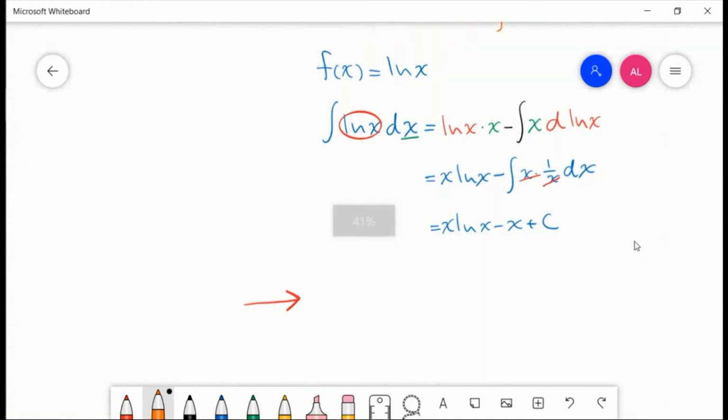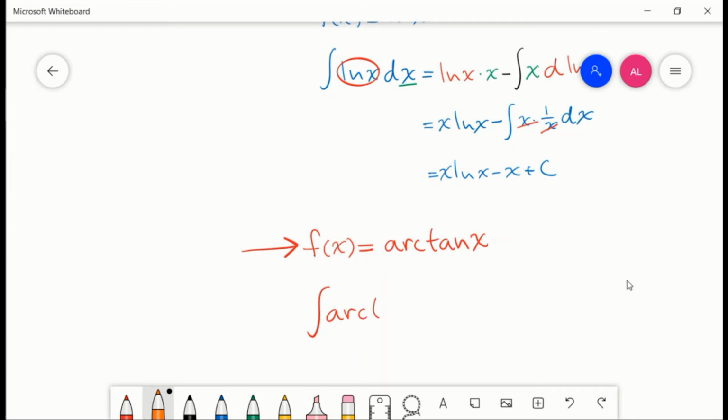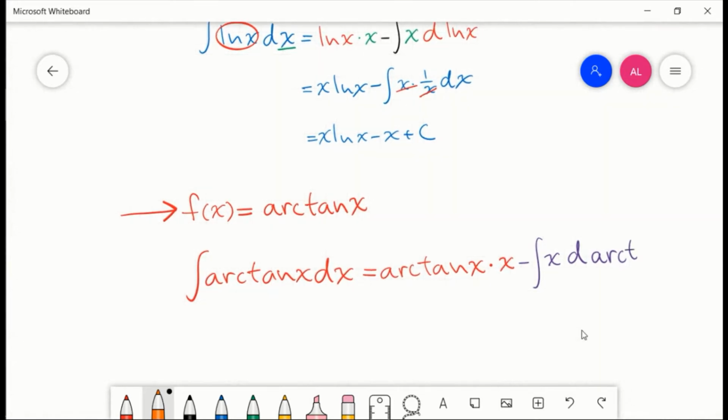So now, using this as inspiration, we will look at the case where f of x equals arctangent of x. That's our goal integral. So the integral of the arctangent of x dx, once again, this is arctangent of x times x, right? This is our u, this x is our v. And then we subtract from this the integral of x d arctangent of x.